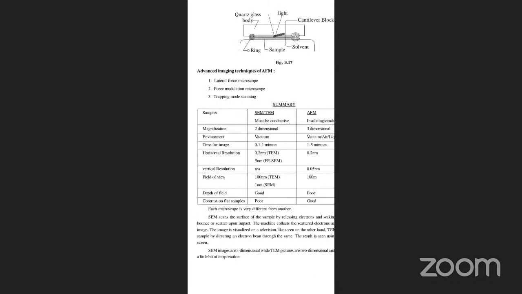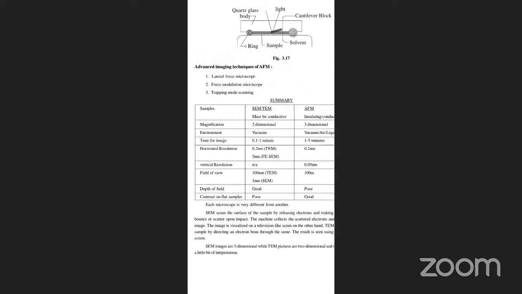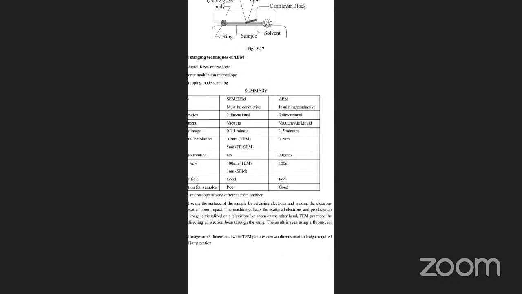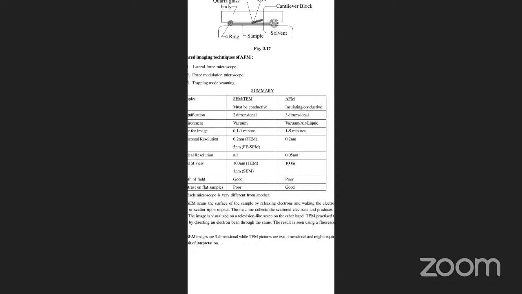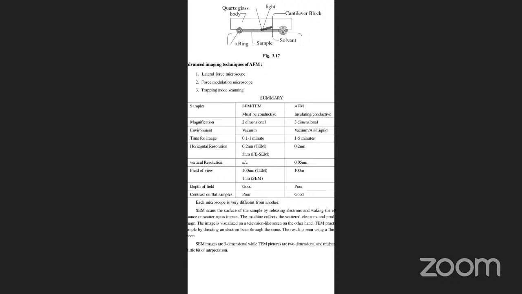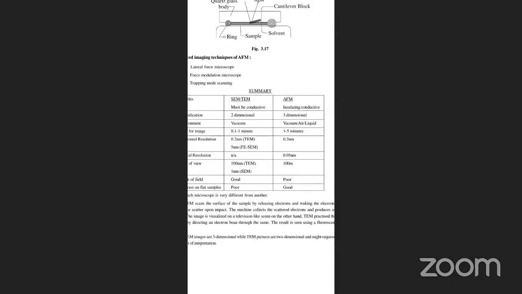SEM scans the surface of the sample by releasing electrons, which bounce or scatter upon impact. The machine collects the scattered electrons and produces the image. The image is visualized on a television-like screen. On the other hand, TEM works by directing the electron beam through the sample. The result is seen using a fluorescent screen. SEM images are 3-dimensional, while TEM pictures are 2-dimensional and might require a little bit of interpretation.